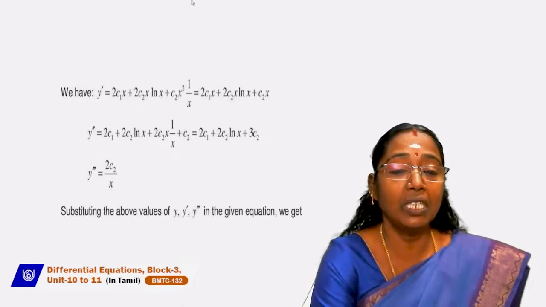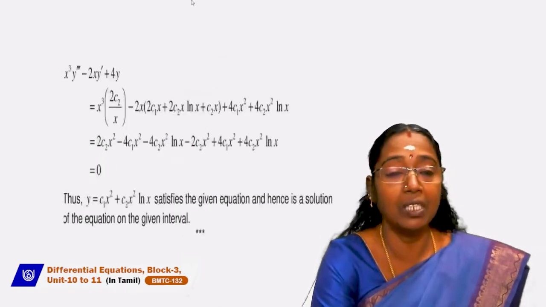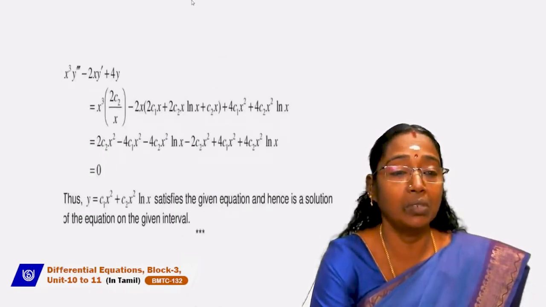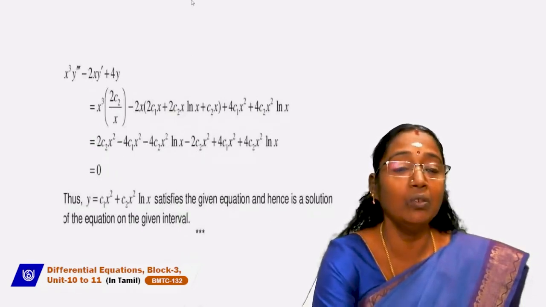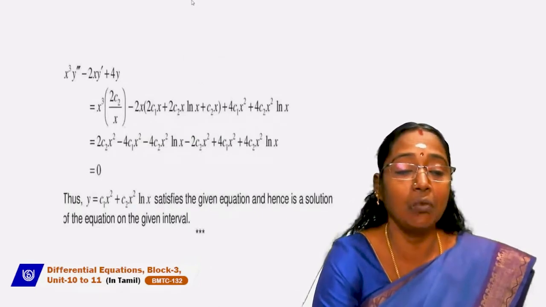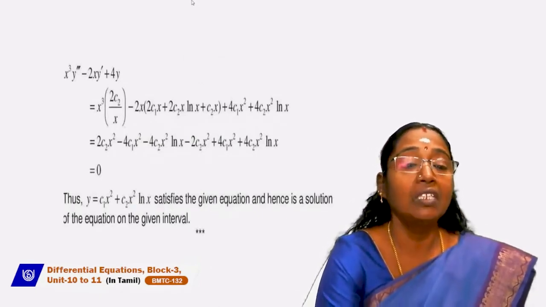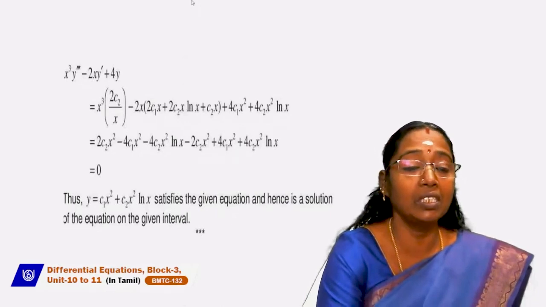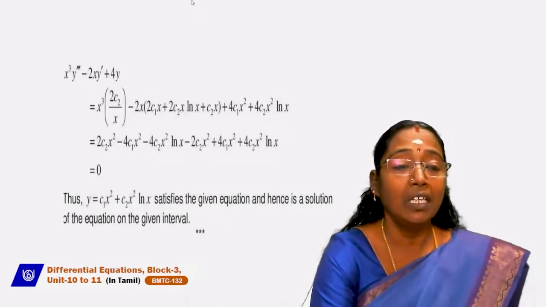Okay. So y triple dash will be 2c2 log x differentiated as 1 by x, therefore 2c2 by x, and 3c2 differentiates to 0. Now substituting this y dash, y double dash and y triple dash in the given equation, that is x cube y triple dash minus 2x y dash plus 4y, you have to substitute all those values. And then after further simplification, the result arrived at will be equal to 0. Therefore, your linear combination, namely c1 x squared plus c2 x squared log x, satisfies the given equation, and hence this is a solution of the equation on the given interval.